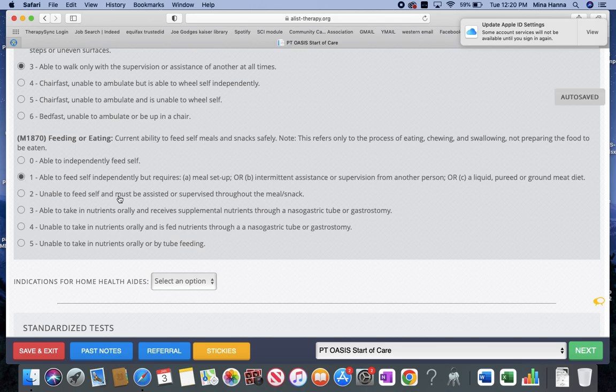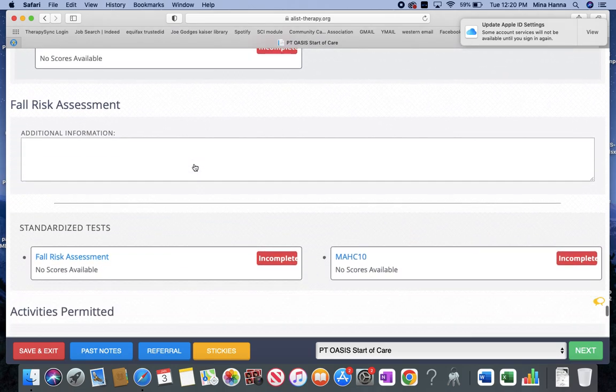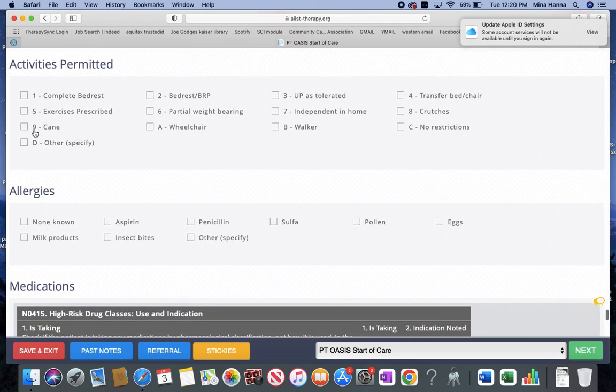They can feed themselves, but they just maybe, again, need some help. Assistant supervision or any other meal setup. Yeah, so maybe they need someone to cook for them right now. They're just out of the hospital. Fall risk assessment. Maybe you did a TUG. I don't know. And maybe you got 16 seconds. So you can just put that score right there.